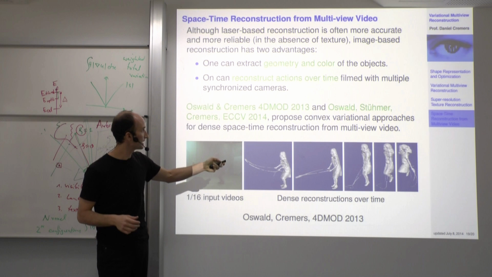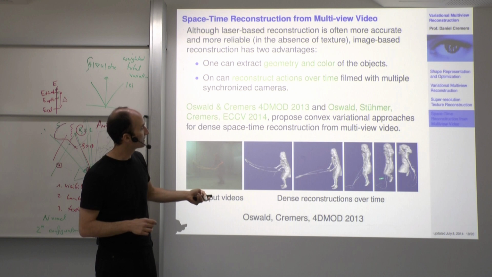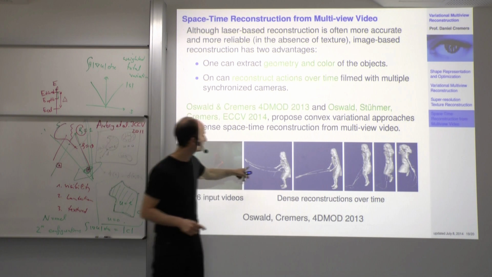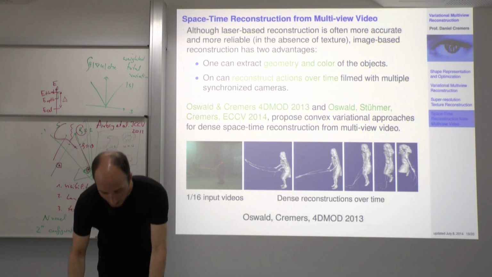This is actually, I should say, Martin Oswald, the lead author on this project, and he was able to recover very fine scale details where you can even see the rope of this rope jumping girl in the reconstructions.